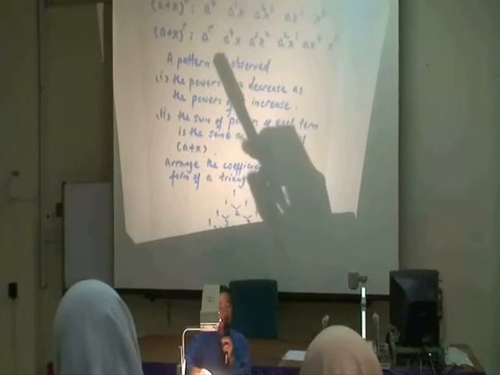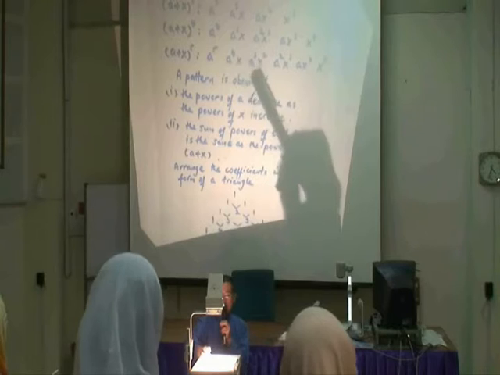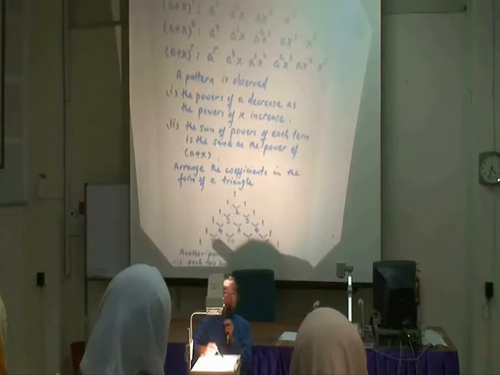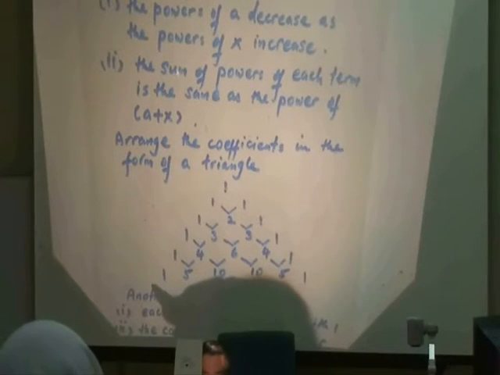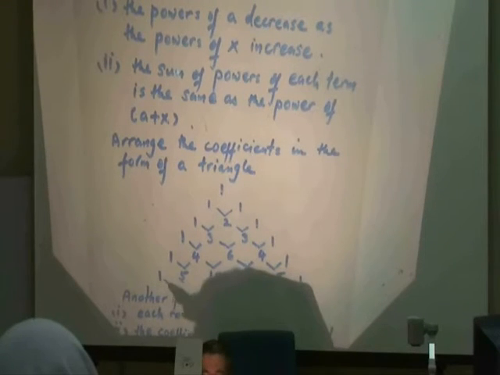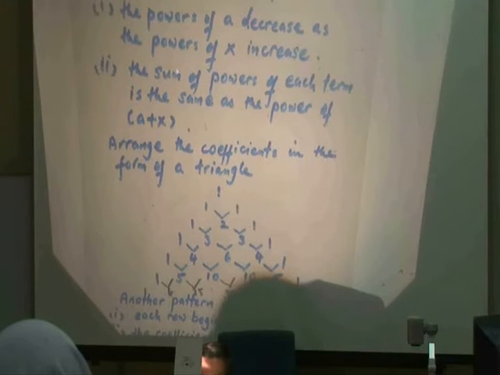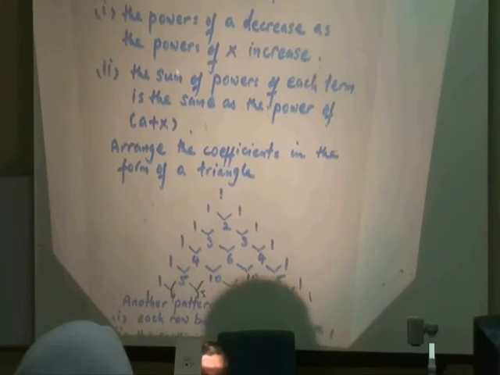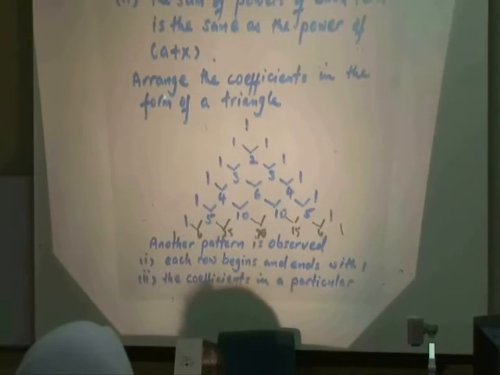Therefore, we will expect the first term to be a to the power 6, followed by a to the power 5 x. These are the terms in the expansion. Then followed by a to the power 4, x squared, and so on. The coefficient of each term will be determined from here. You continue with this triangle. Start with 1, then followed by 6, followed by 15, 20, 15, 6, and then end with 1. So these are the coefficients for the terms in the expansion of (a + x) to the power 6.